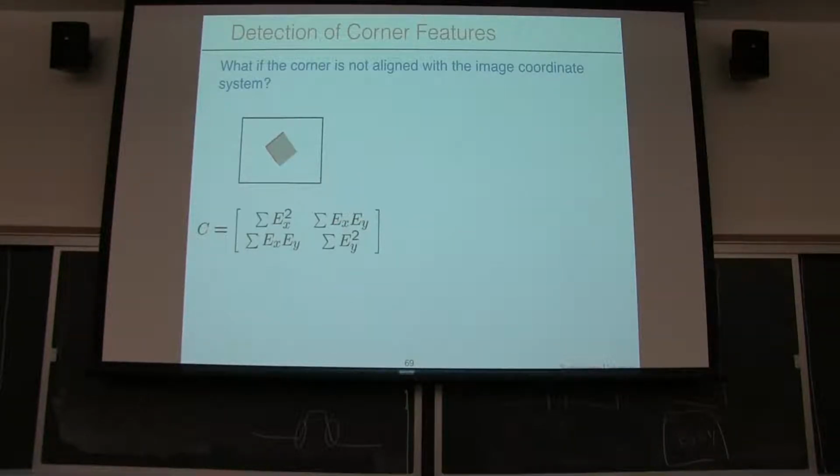It worked, right? So let's compute this matrix. I still can do that, right? How is this matrix going to look? Is it going to be diagonal at the corner? No. Why not?